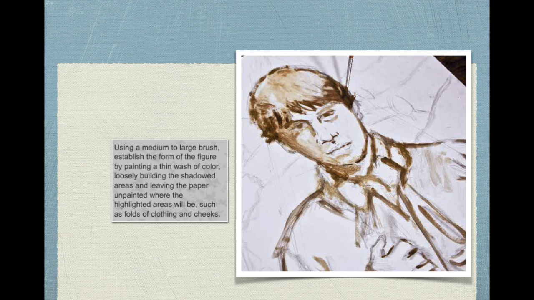Using a medium to large brush, establish the form of the figure by painting a thin wash of color, loosely building the shadowed areas and leaving the paper unpainted where the highlighted areas will be, such as folds of clothing and cheeks. Okay, so you're blocking in the color here. Leave your highlighted areas.